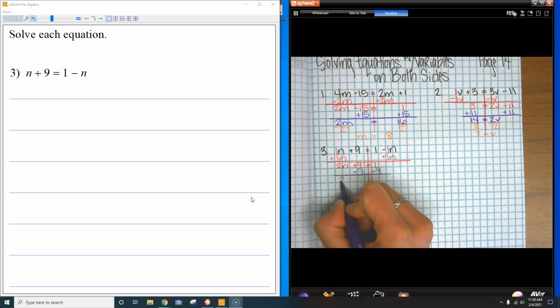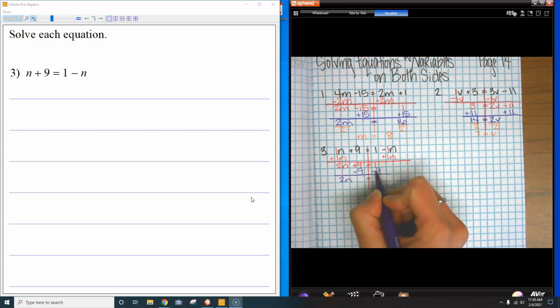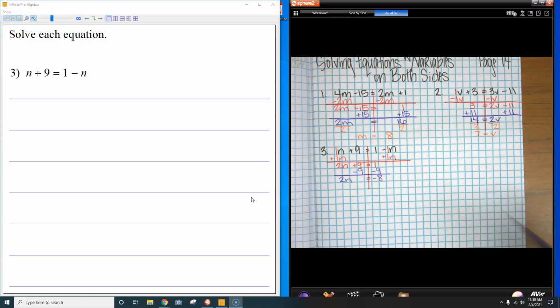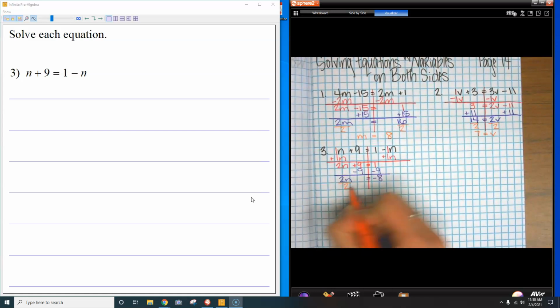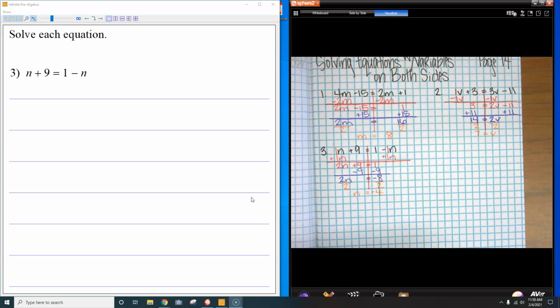I get 2n equals 1 minus 9, which is negative 8. And then I'm going to divide both sides by 2, and I get n equals negative 4. All right. If you need to pause the video, go ahead and pause the video at this time and get that equation in your notebook.